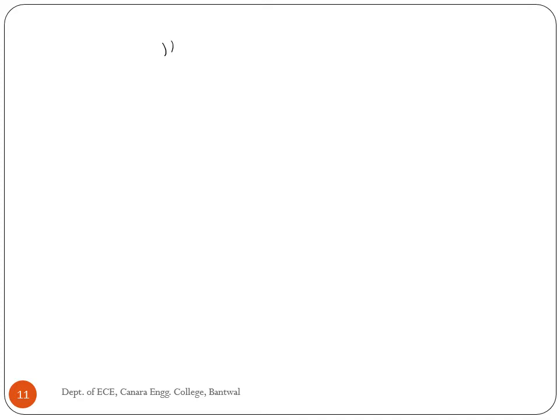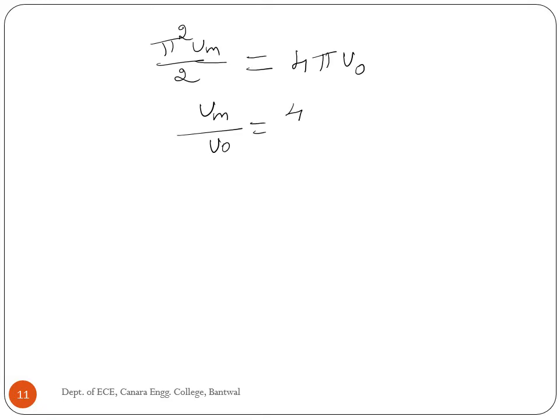Radiated power for the given pattern is pi square Um by 2, which is equal to the power from an isotropic source, that is 4 pi U naught. From this, Um by U naught is equal to 4 pi divided by pi square by 2, which is equal to the directivity. Therefore, directivity is equal to 8 by pi.